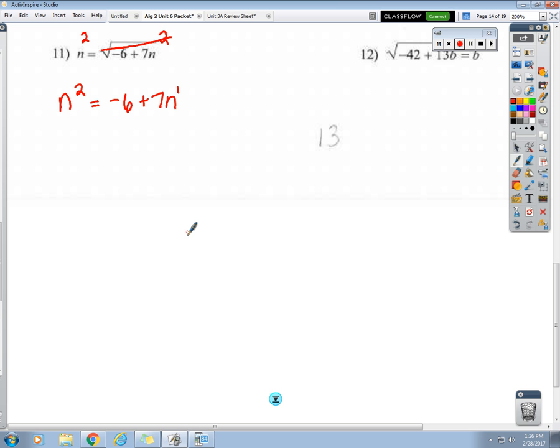Anytime you end up with a situation like this where they can't be combined, you move them all to the same side. So if I want these to come over here with the n squared, how would I move the 7n over here? Subtract it over. So it would become minus 7n. And how would I move the negative 6 over? Add it. It would become plus 6. And then on the right, we now have nothing, so you put a 0.